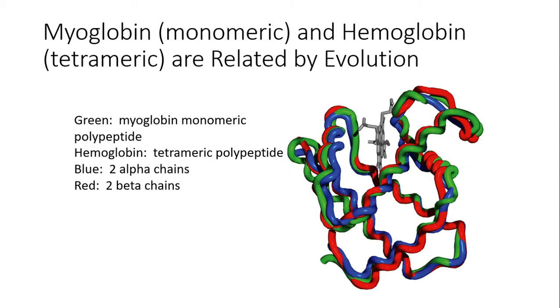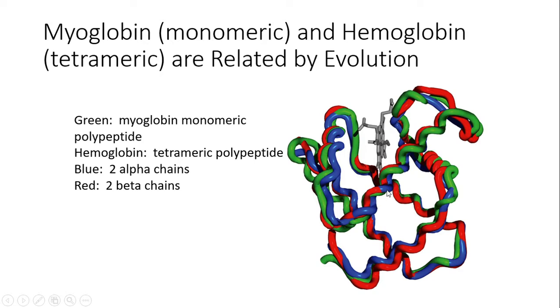So what we're looking at here is an overlay of myoglobin and hemoglobin. So myoglobin, again, is monomeric, 1 polypeptide chain. We've seen hemoglobin before when we were talking about protein characteristics, primary, secondary, tertiary, and quaternary structure. So hemoglobin, a globular protein, just like myoglobin, only it has 4 polypeptide chains. So where myoglobin is monomeric, hemoglobin is tetrameric. It has 2 alpha chains, which here are shown in blue, 2 beta chains, which are shown in red.